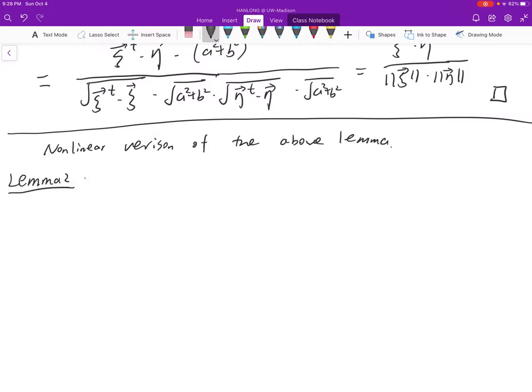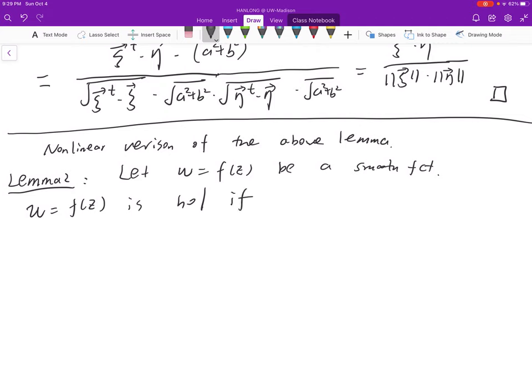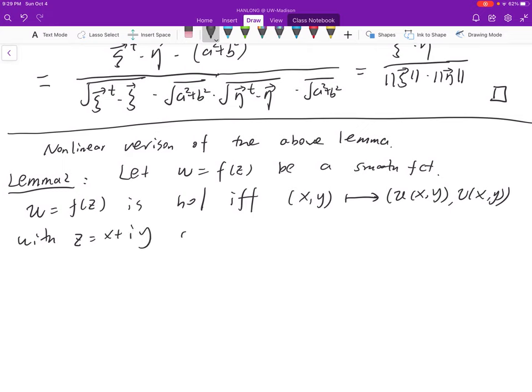So lemma 2, let omega equals f(z) be a smooth function. Then omega equals f(z) is holomorphic if and only if, when we write down the map in coordinates with z equals (x, y) and w equals u plus iv, it is an orientation preserving map.